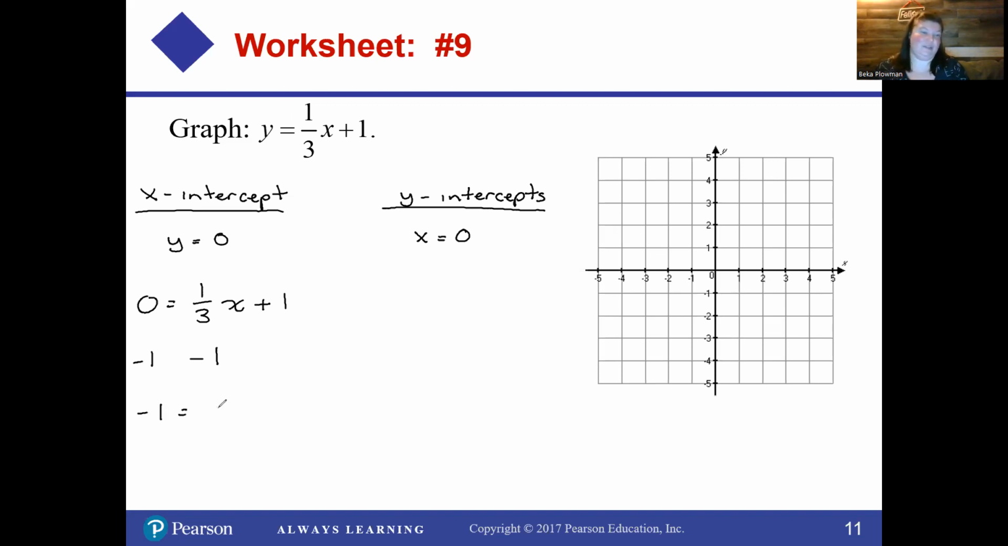So I get -1. I need to leave a little room here. -1 is going to be equal to 1/3 x. If I want to deal with this 1/3 here, I can multiply by 3, which means I have to multiply by 3 here, which means I'm going to have -3 equals x, which I know a lot of you don't like it that way. So remember, you can just flip it. x is equal to -3. So my x-intercept is going to be -3, 0.